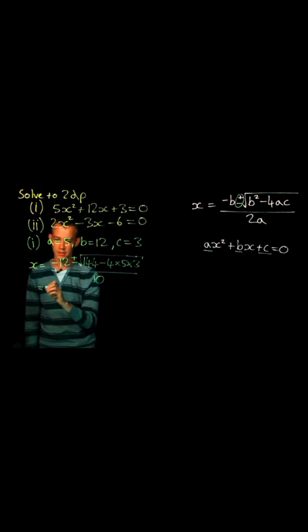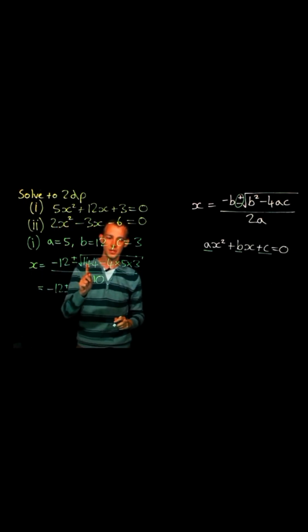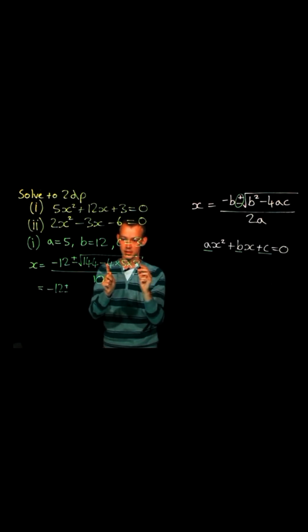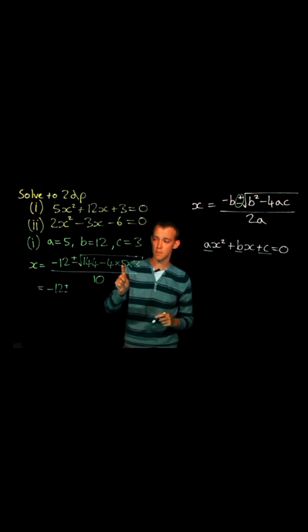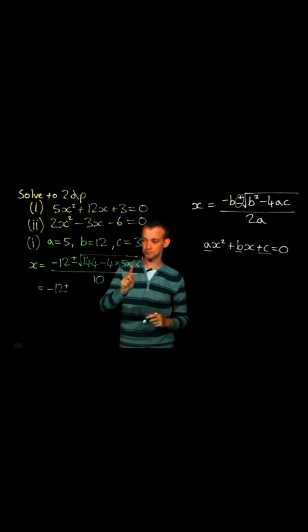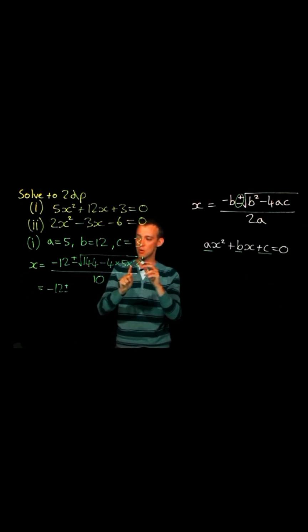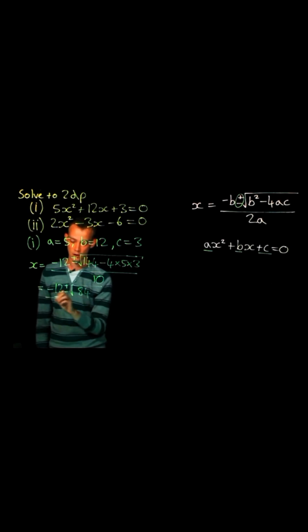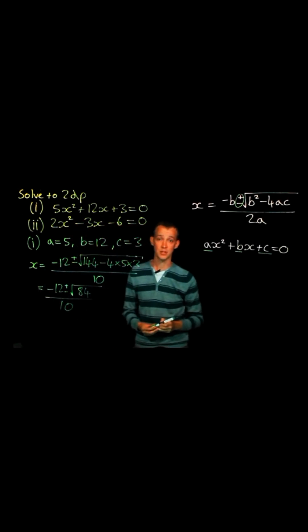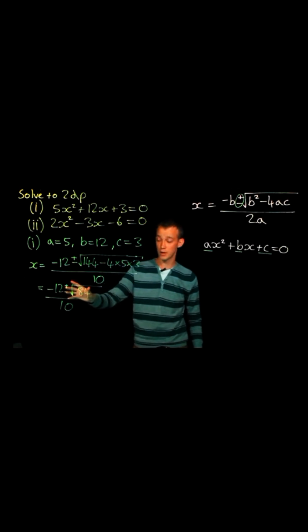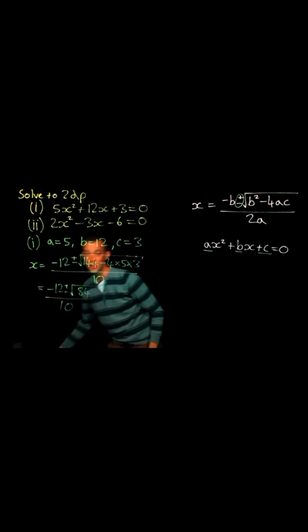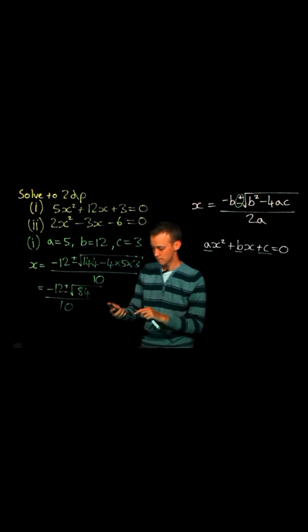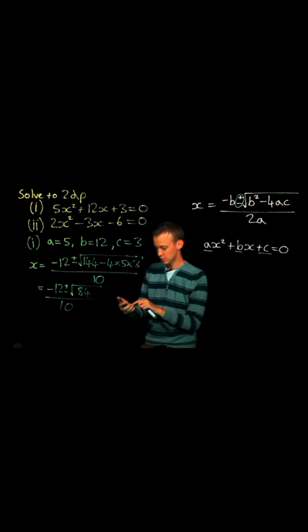So let's try and simplify this. I have minus 12, plus or minus, I've got 144 here, and I'm taking away all of this. So 4 times 5 is 20, times 3 is 60. I'm doing 144 take away 60, which turns out to be the square root of 84, over 10. Now remember I said we have 2 solutions, one by using the plus and one by using the minus. Let's work those out using the calculator. My first solution is minus 12 plus the square root of 84, and then I'm dividing by 10.